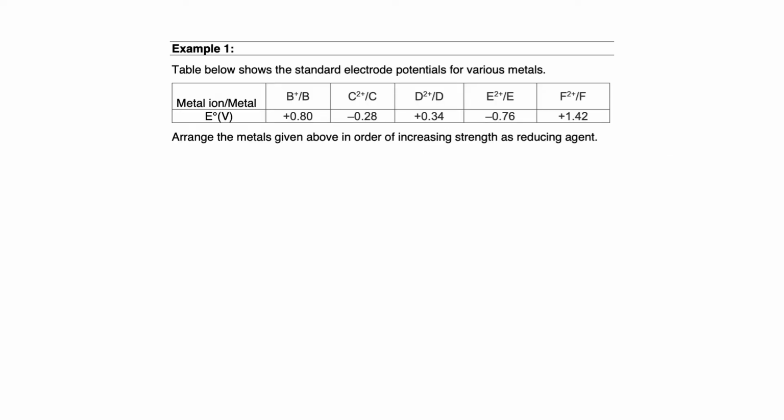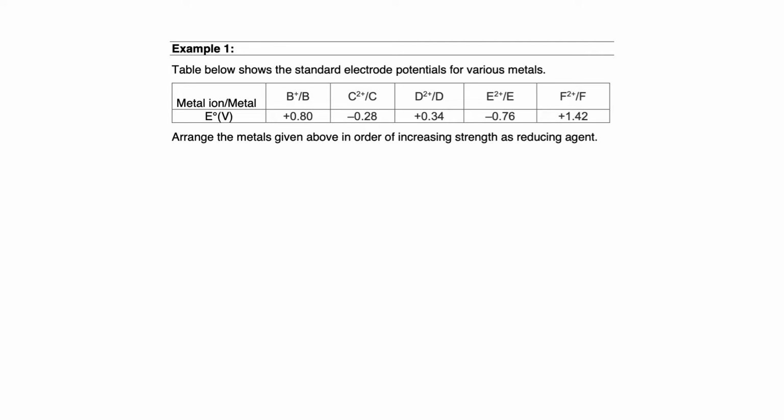Now, let's take a look at this question. The table below shows the standard electrode potential for various metals. So we have metals B, C, D, E, and F with their respective SRP values. Now the question is asking you to arrange the metals given above in order of increasing strength as reducing agent.